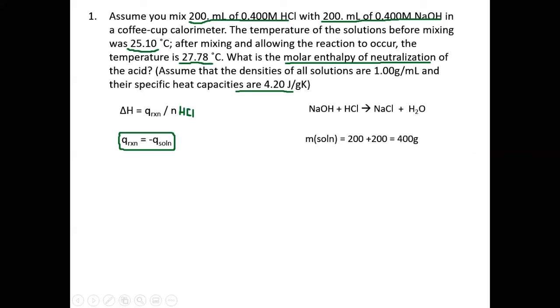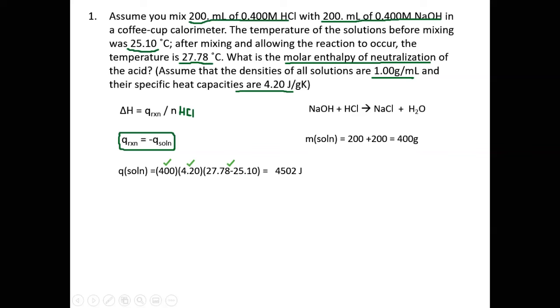We know the mass of solution is 400 grams because the density is 1 gram per milliliter, and since we have 200 milliliters of each, there's a total of 400 grams. So here we have the mass of solution, the specific heat of the solution, and the delta T. Again, delta T is always final minus initial. And we get the heat absorbed by the solution. Now we take the negative of it, and we get the heat released by the chemical reaction. Just FYI, for chemical reactions, you can never determine the heat released or absorbed directly. It's always through the surroundings that you can determine the reaction.